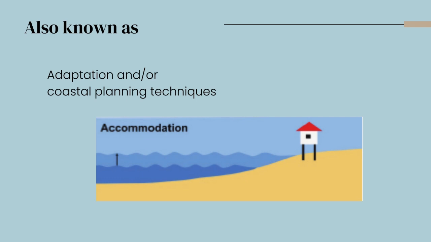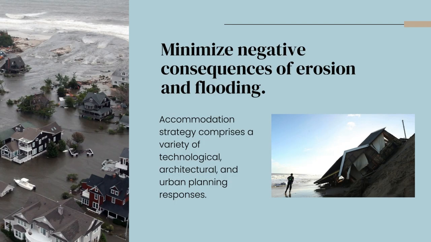Accommodation responses, also called adaptation and coastal planning techniques, are not homogeneous but rather encompass diverse methods with a common goal: mitigating coastal hazards such as erosion. This approach focuses on managing change to minimize the negative consequences of flooding and erosion, where we are adapting to a changing environment by making communities more resilient to, for example, climate change.